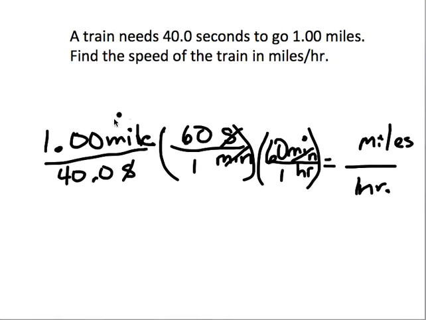Do not type in 1 in your calculator. You take 60 times 60, enter, divide by 40, enter. Do not divide by the ones, please. You check your sig figs. Both of my original numbers have 3 sig figs, and I'm just multiplying and dividing. So the total sig figs I can have in my final answer is 3, and I will round my answer to 90.0 miles per hour.